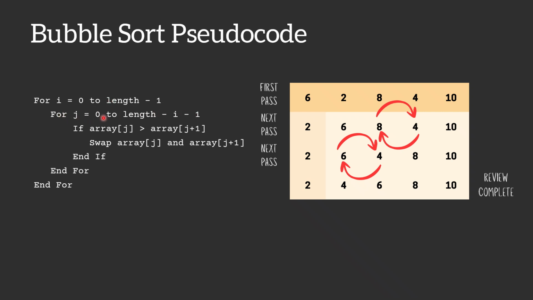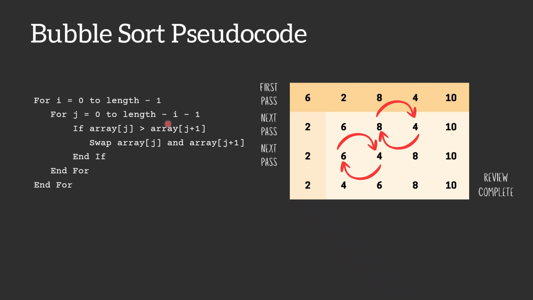Okay, this inner loop, this next step here, goes through the list and compares neighboring pairs of values. Remember, the two values next to each other. So array[j] is going to be the current value, and then array[j + 1] is going to be the next one. So that's your neighboring pairs.